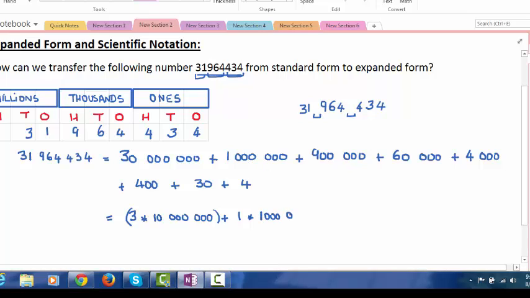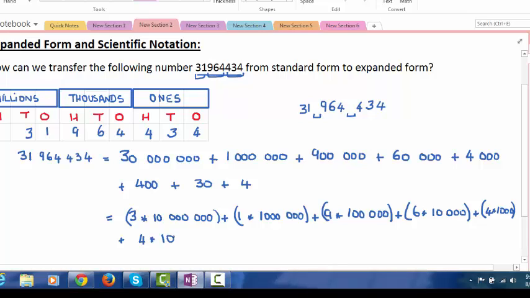We are trying to multiply by powers of 10. Plus 9 multiplied by what? I have 100,000. Plus 6 multiplied by what? 10,000. So 6 times 10,000. Plus 4 multiplied by 1,000. Plus I have 4 times 100. Excellent. Plus 3 times 10.